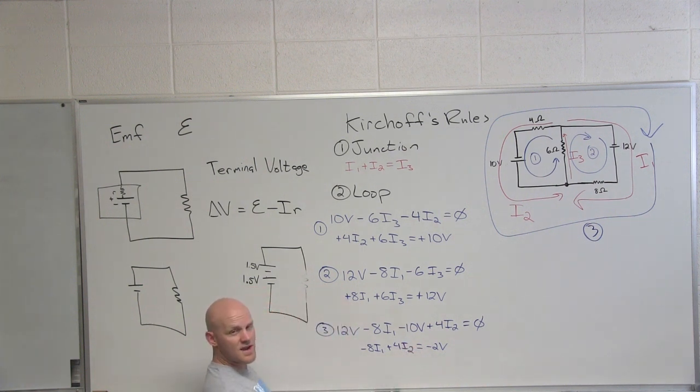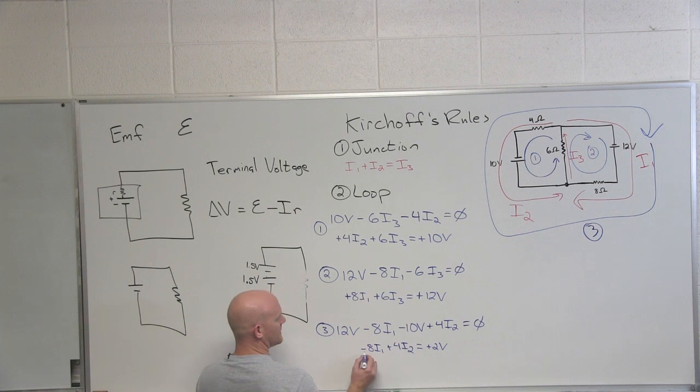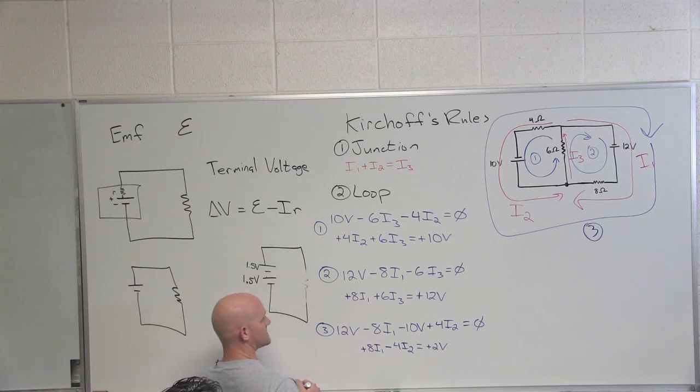And I'm going to actually change the sign on all these as well, same kind of way I've been doing. So this is going to be positive 2 volts. This is going to be positive 8I1, but what do I need to make sure I do here? Make that negative 4I2. Great. And that's loop rule number 3 here.